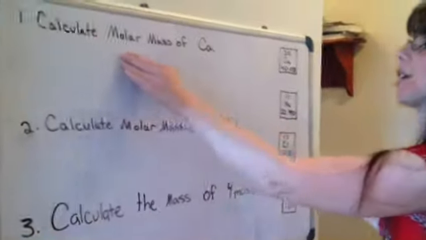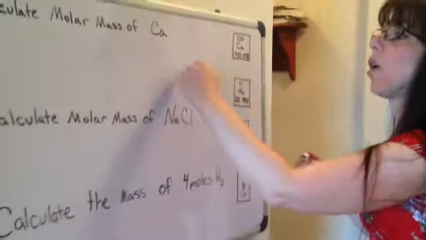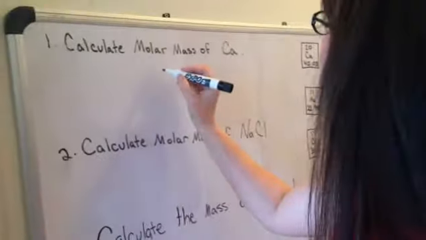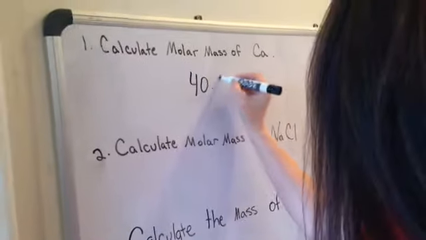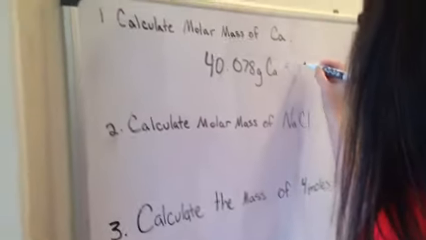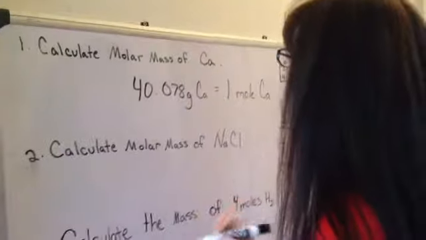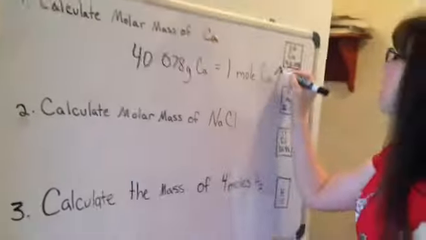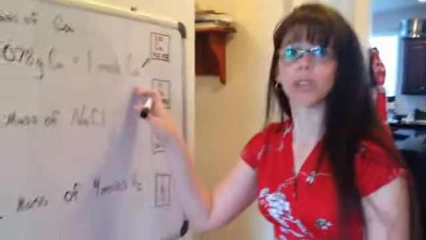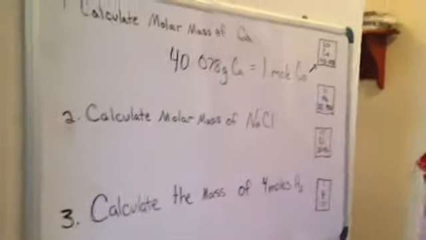So all you're doing right here when you calculate the molar mass is finding out what mass is equivalent to 1 mole of calcium. So here, 40.078 grams of calcium is equivalent to 1 mole of calcium. It's as easy as that. For all 6 problems, you are finding out what is equivalent to 1 mole of calcium. And the atomic mass is going to be equal to 1 mole.